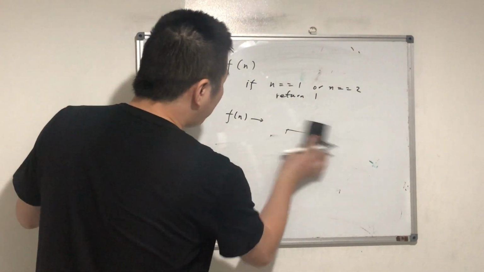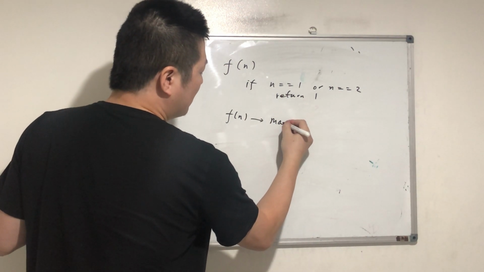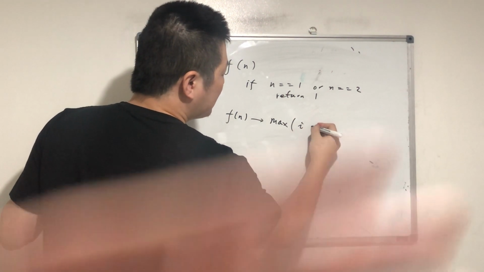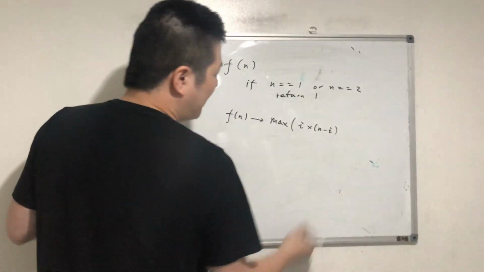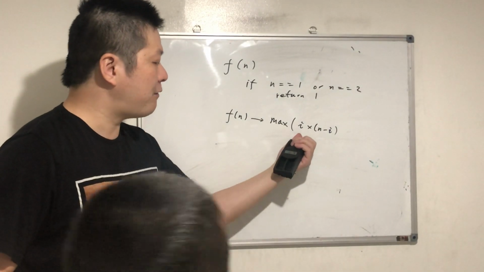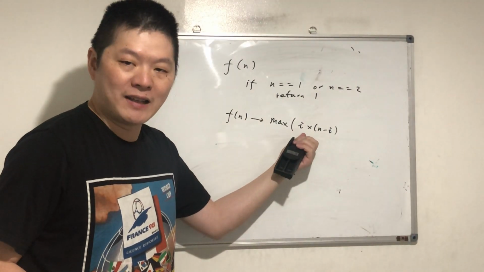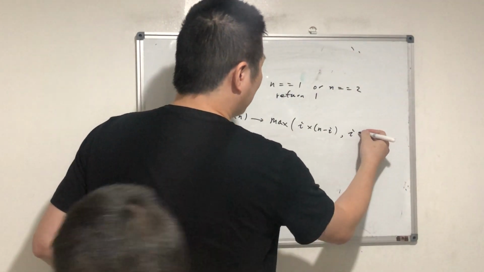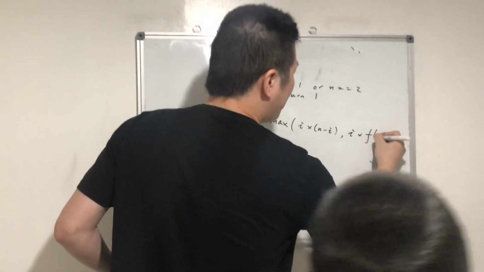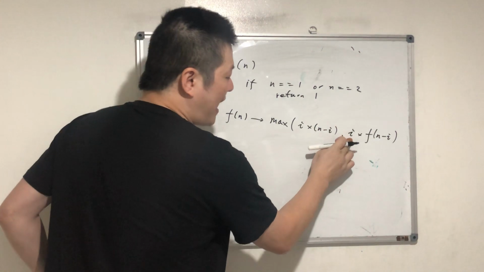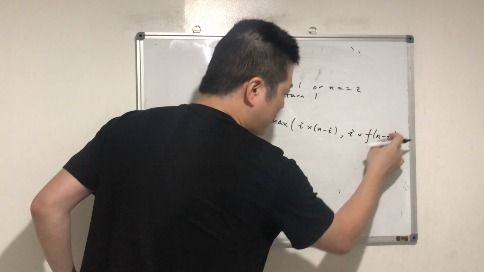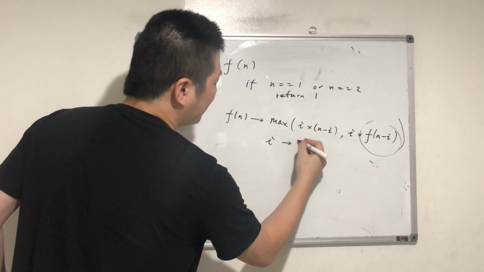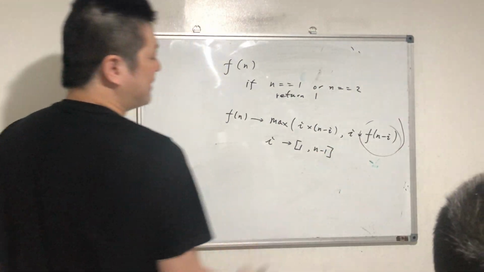So f(n) is the maximum of what? Let's use i: i times (n minus i), if I just split the integer between i and n minus i. Or i times f(n minus i), if I don't stop and keep splitting it, where i is between 1 and n minus 1, right? Does it make sense?